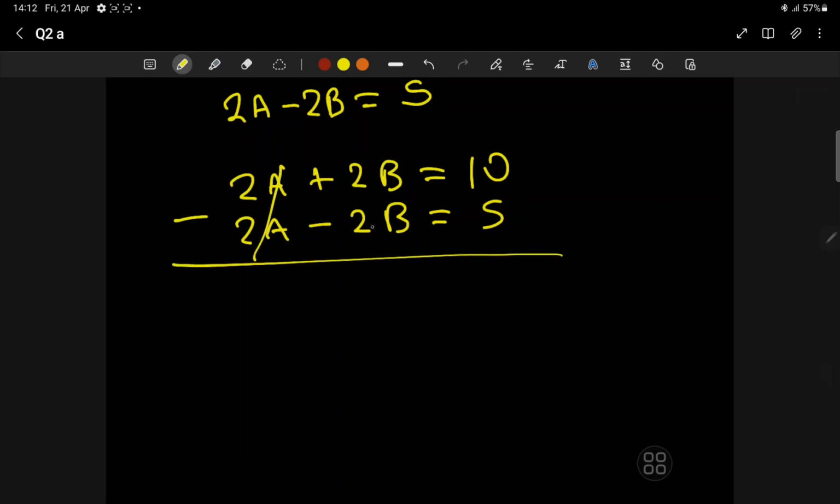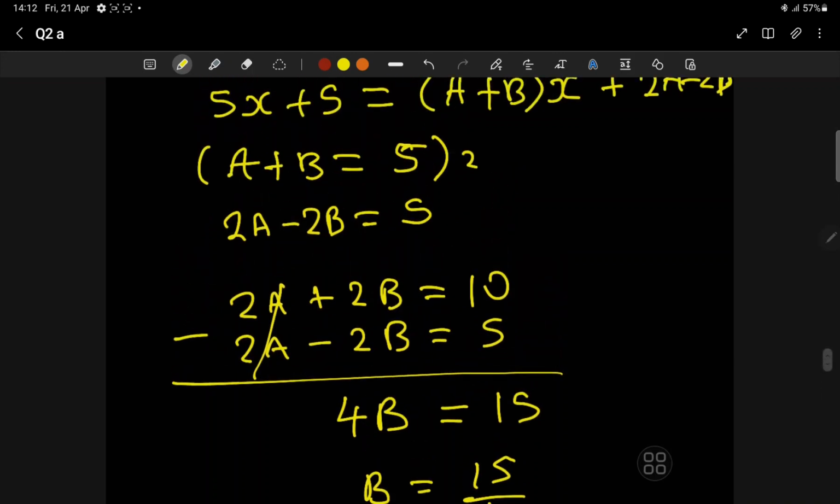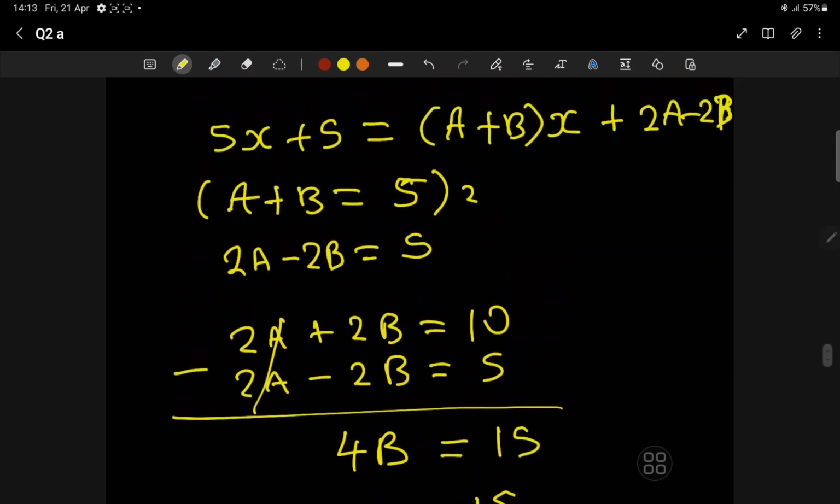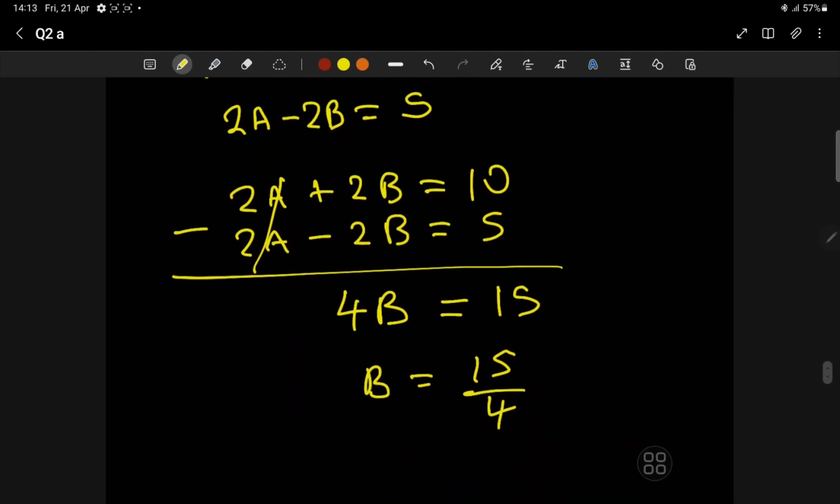So these will cancel. Then we'll have 2b minus 2b, which is addition, which is 4b, is equal to 10 plus 5 is 15. So our b is equal to 15 over 4. We can't reduce it further, we're avoiding decimals. Then we can replace this 15 over 4 in the first one before we had simplified it.